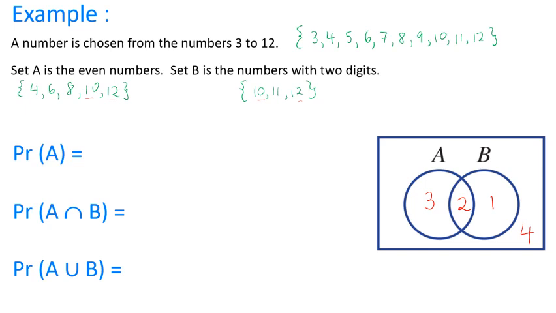Now I can answer the questions. So it says probability of A. So remember that's the whole A circle. That's this whole circle here. So 3 plus 2 is 5 out of there's 10 numbers altogether. Next one, probability of A and B. So that's just the overlap, the middle section. So 2 out of 10. And probability of A or B, so that's like the 2 circles, 3 plus 2 plus 1. So I've got 6 out of 10.